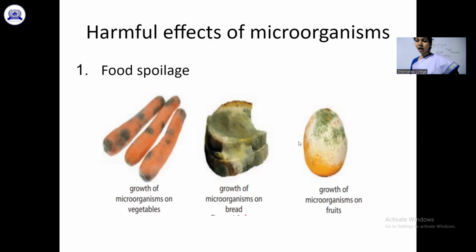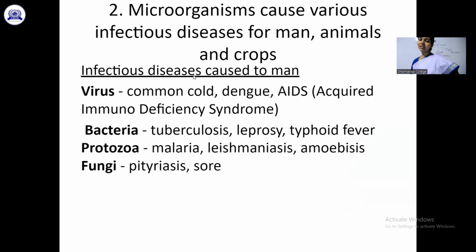Okay, then comes the harmful effects of microorganisms. The first one is food spoilage, our food going bad. The next one is the diseases caused to humans, even to animals and even to crops and non-living surfaces as well. You see that the disease is given along with the type of microorganism as well.